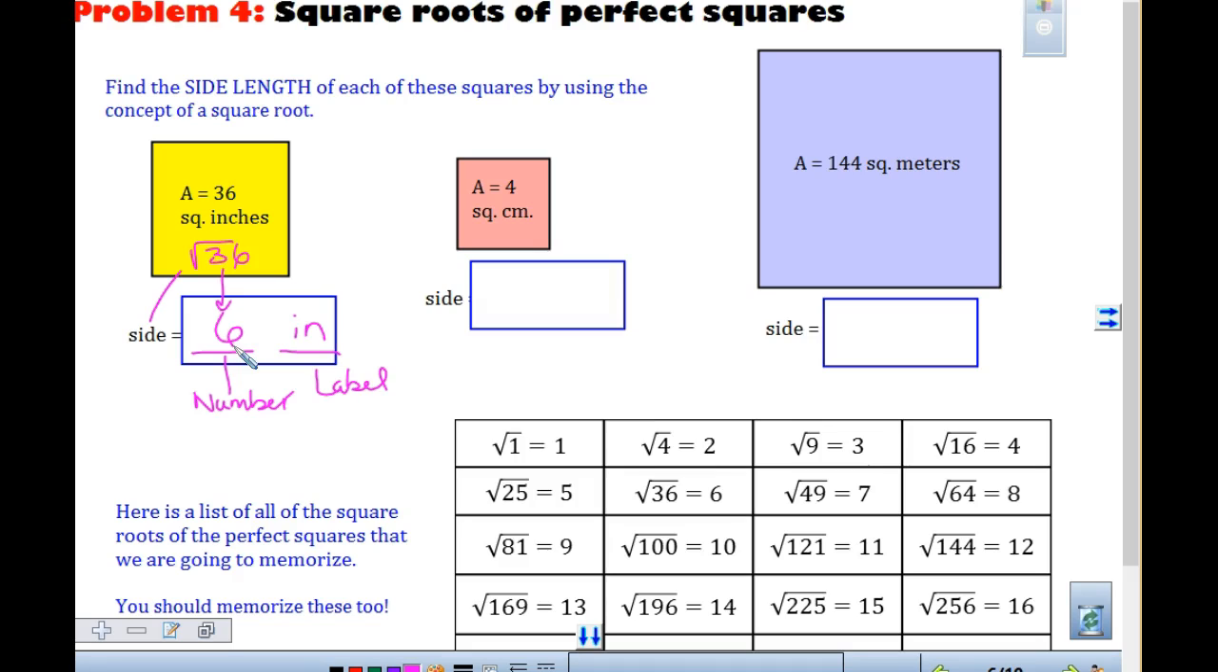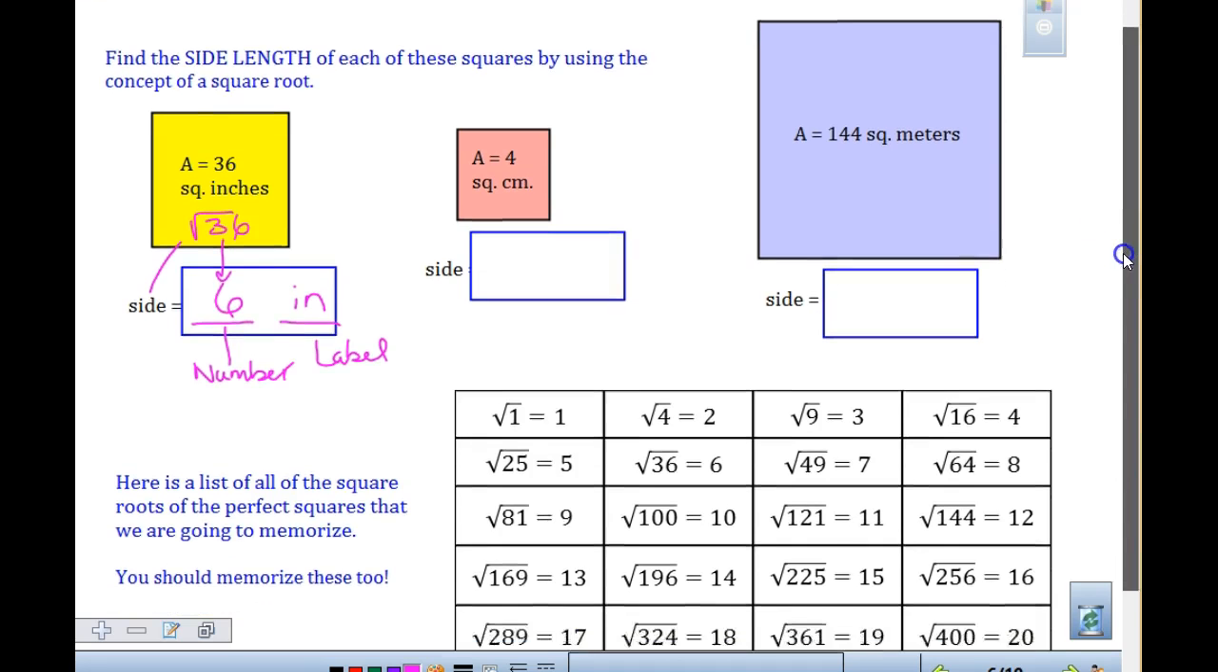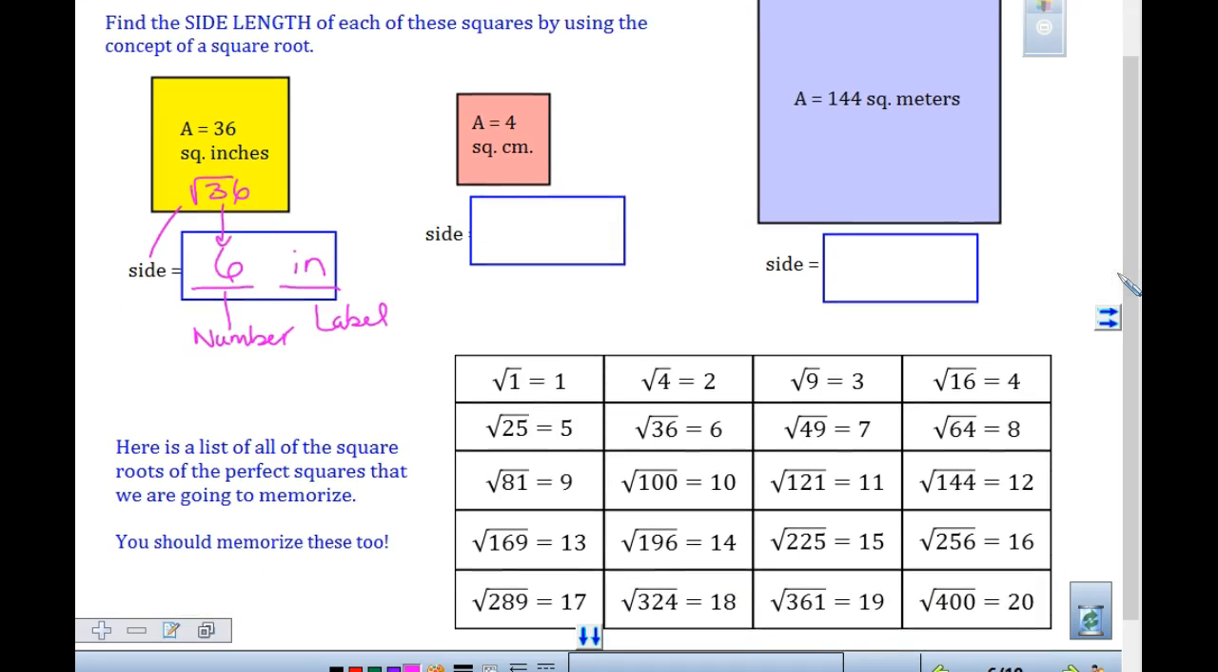Area is 4. You can talk to your neighbor, check with them. What is the side? 144. What is the side? By all means, check with your shoulder partner, the person sitting right in front of you or behind you.